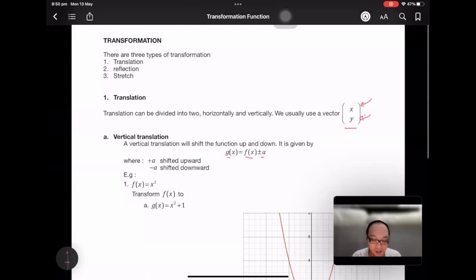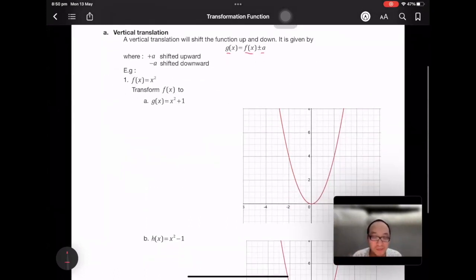So let's start with an example. If I have an original function f(x) equals x squared, I want to find g(x). g(x) equals x squared plus 1. So I can rewrite g(x) as f(x) plus 1, since f(x) equals x squared, I can replace it by the f(x) notation of the original function, plus 1.